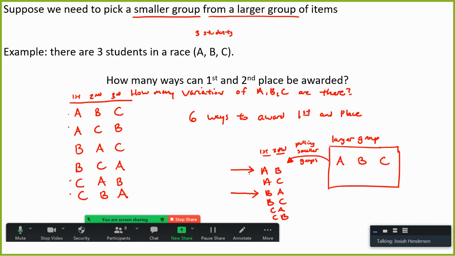So in this example, we pulled groups of 2 from a larger group of 3, and the order matters. The order matters from our context of we're giving out an award. So it's different, right? It matters to you if you get first or if you get second place. This is an example of a permutation. I'll hold the screen for a little bit, and then we're going to define permutation and show the formula for it.